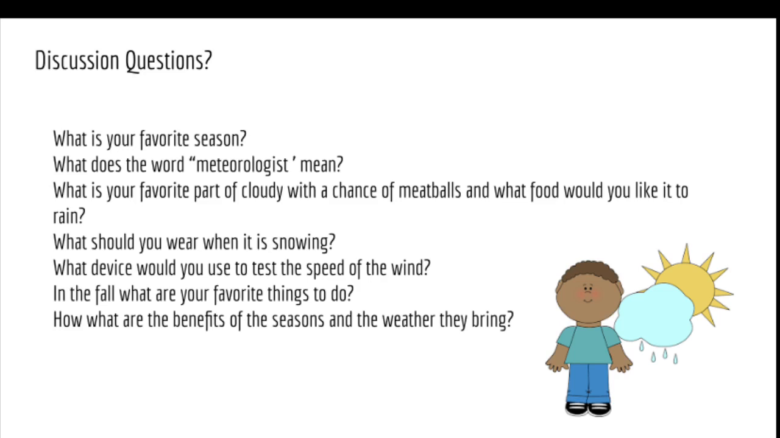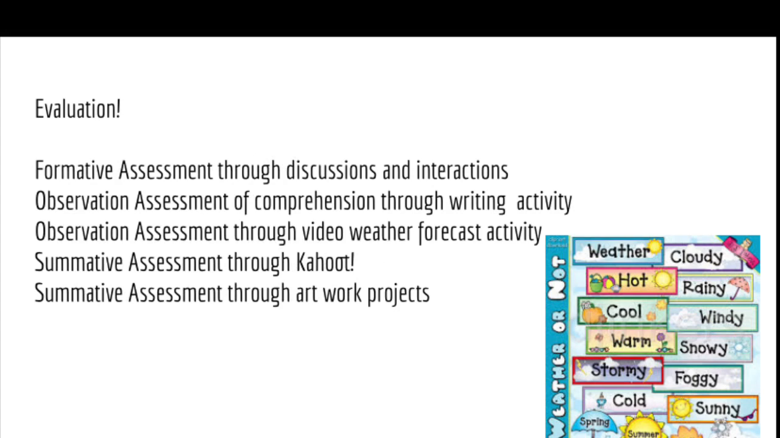After the discussion questions, the way that I would evaluate the students would be through a formative assessment through discussions and interactions with the students, 2 observation assessments, 1 for comprehension through the writing activities, and through the video weather forecast activity that they will have to do. That will really show me if they got the concept of weather and the seasons and how everything is supposed to go. And a summative assessment through Kahoot. And then I would also give them another summative assessment through their artwork projects that they'll be doing through the class.